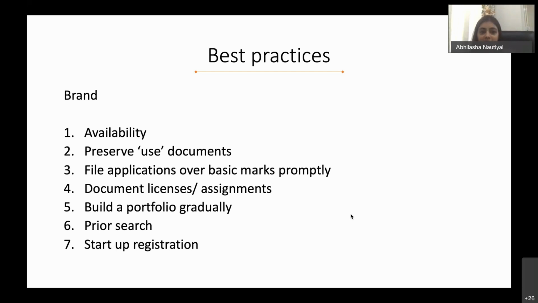Prior search, like I said, availability, there's a formal procedure of searching which must be done. And please, if your business qualifies, get a startup registration under the DIPP program. It reduces your government fee by half, which is a significant drop.